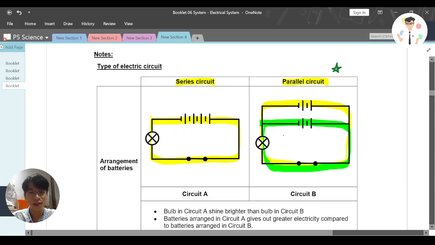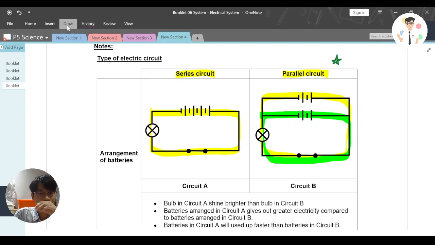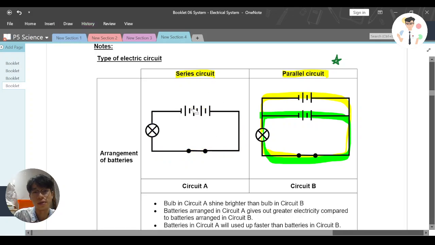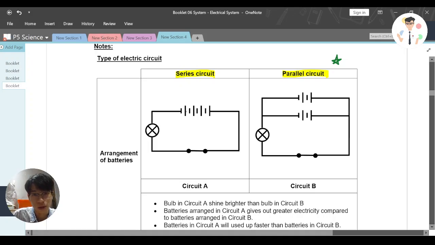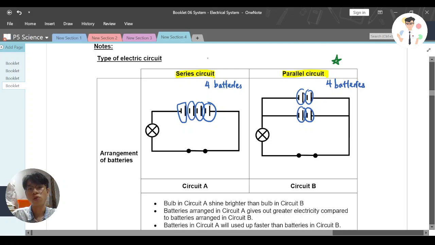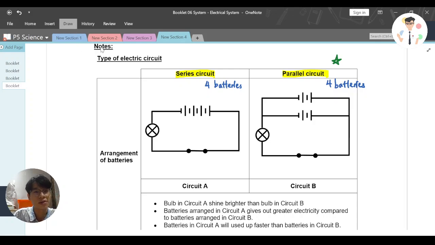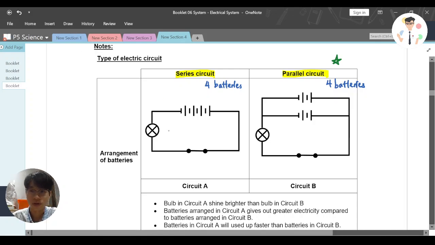First, you must understand how many batteries I have in circuit A and circuit B. In circuit A, if you look carefully, I have one battery, two, three, four. I have four batteries. In the parallel circuit, I have one, two, three, four. I actually have four batteries also. So you might be thinking, in this case, will the bulbs have the same brightness?